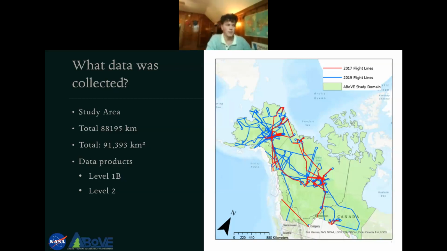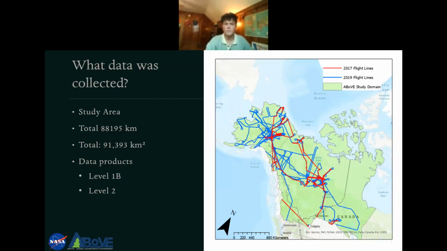And speaking of summary, we had several flights flown over diverse science targets based out of multiple airports in Canada and Alaska, which summed up to, between the 2 years, over 88,000 kilometers flown and over 90,000 square kilometers of area imaged. For these over 90,000 square kilometers, we have two data products available. The Level 1B data contains the geolocated laser waveform data for each footprint, which is sort of the raw output. And Level 2 contains canopy top and ground elevations, as well as relative heights. All of these are derived from the raw Level 1B data.